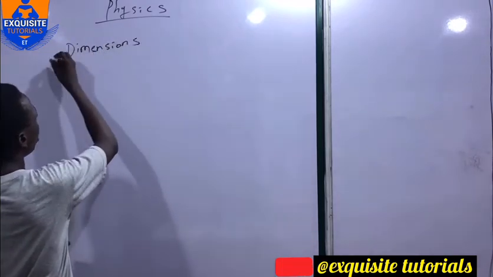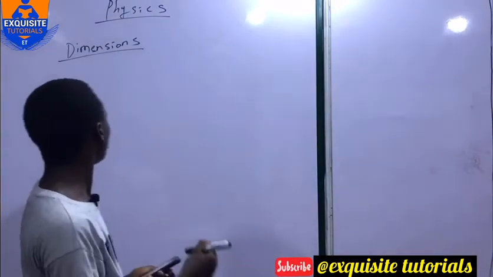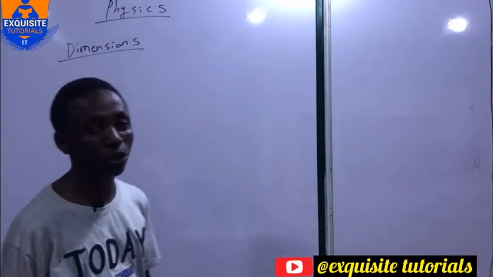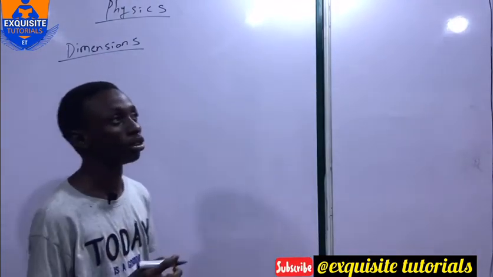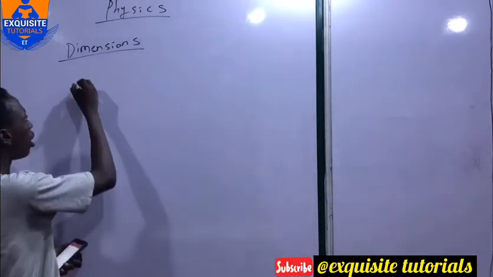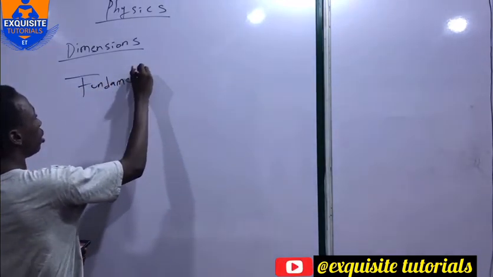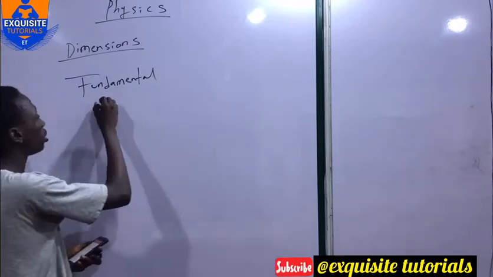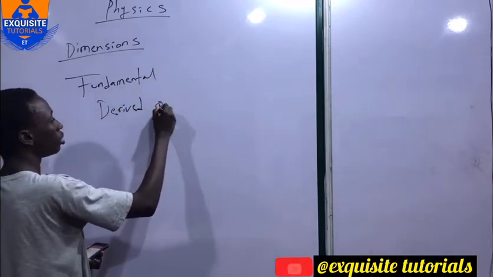So we'll be treating dimensions for the post-UTME class. We'll be treating dimensions and units. Okay, first of all, before we talk about the dimension, we'll have to talk about two major things. We'll have to talk about what are fundamental quantities, and what are derived quantities.